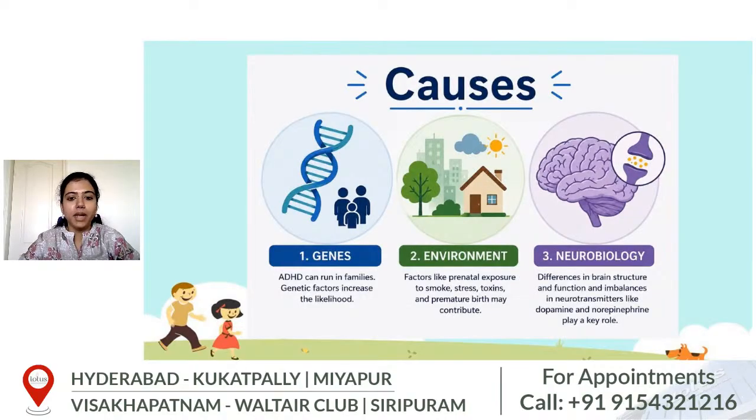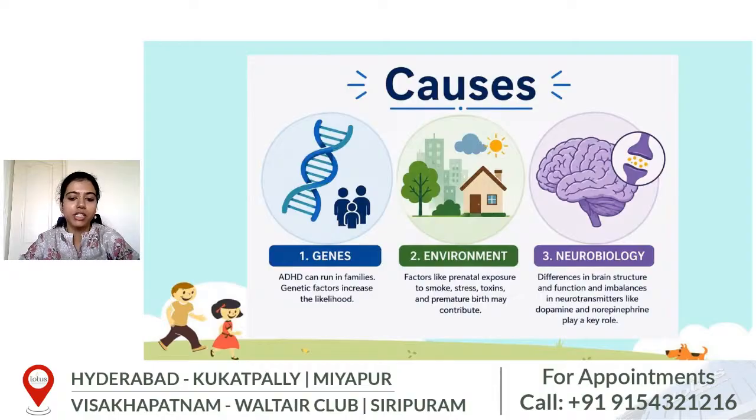It's a complex interplay of factors. It's because of the interaction between genes, environmental factors, and neurobiological differences. Coming to the genetic factors, ADHD is highly heritable. It runs in families. So if a child has ADHD, there is a high chance that one of the parents may also have the same condition or same traits.